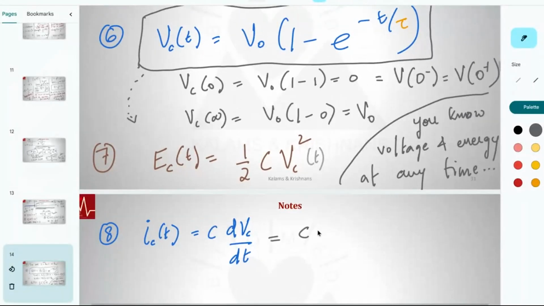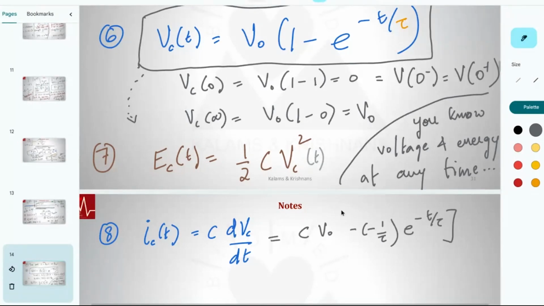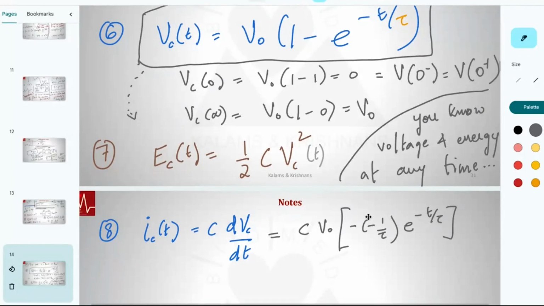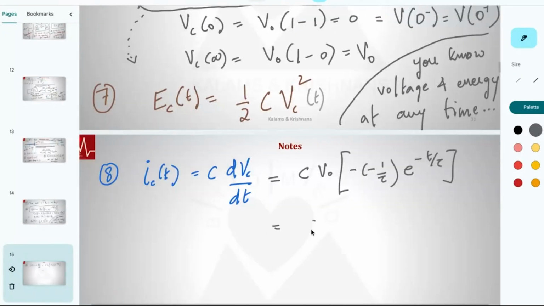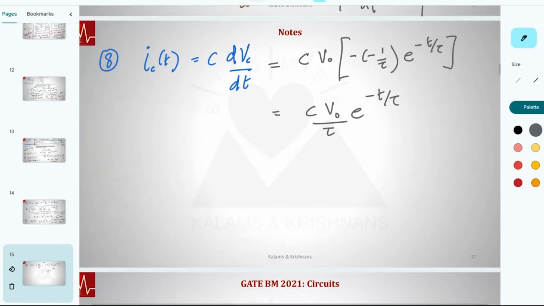You get a C here, this V naught, right? The derivative of that 1 is 0, then minus into minus T by tau. T is what you are differentiating with. So this is 1 by tau into e power minus T by tau. The derivative of T is 1, right? So this happens to be C V naught, minus into minus is a plus, by tau e power minus T by tau. Tau is RC. So this essentially is V naught by R e power minus T by tau.